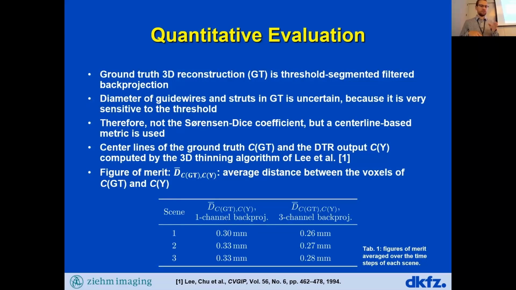If you compare the middle column and the right column, you can see that giving the 3-channel back projection as input to the DeepTool reconstruction is advantageous, because it reduces the value of this metric. In general, we see that for all 3 scenes, we have about 0.3 millimeter average distance between the ground truth and the reconstruction.